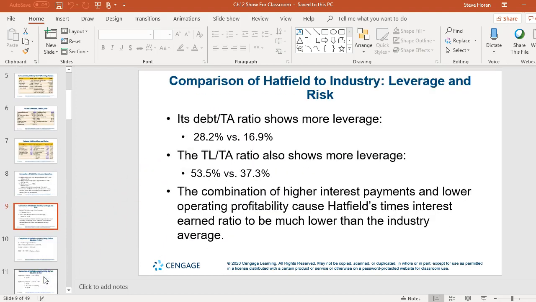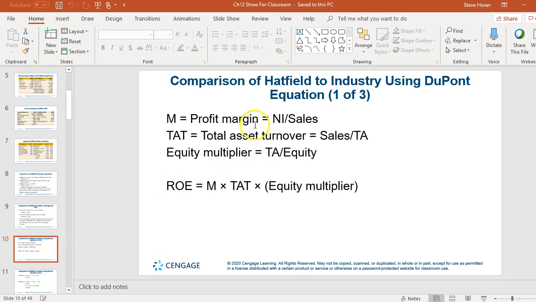Okay, so with that, let's do a few more ratios. They're comparing leverage and risk. Remember that leverage means how much debt you have. The debt to total asset ratio shows more leverage, and the total liability to total asset ratio also shows more leverage than the industry. And the combination of higher interest payments and lower operating profitability causes their times interest earned ratio to be lower than the industry average. And so we're going to use the DuPont equation.